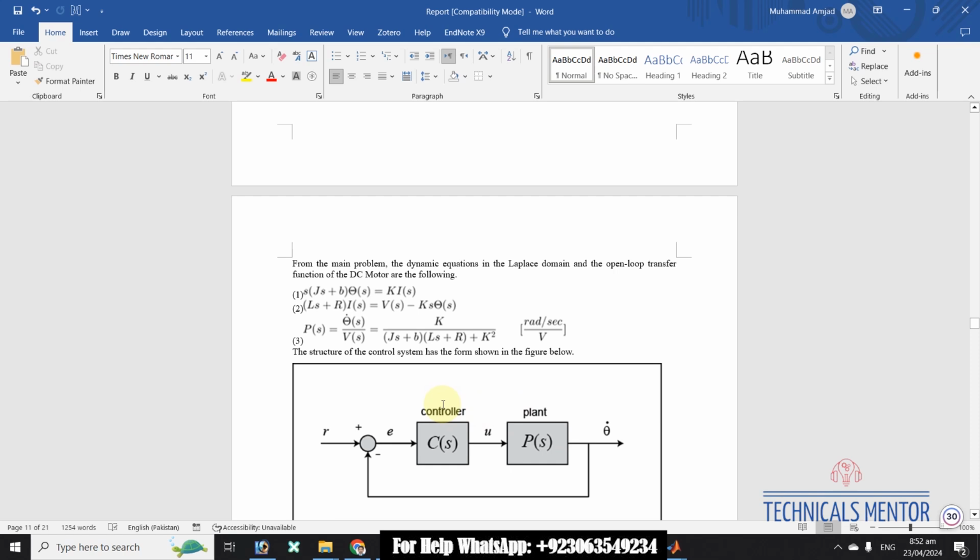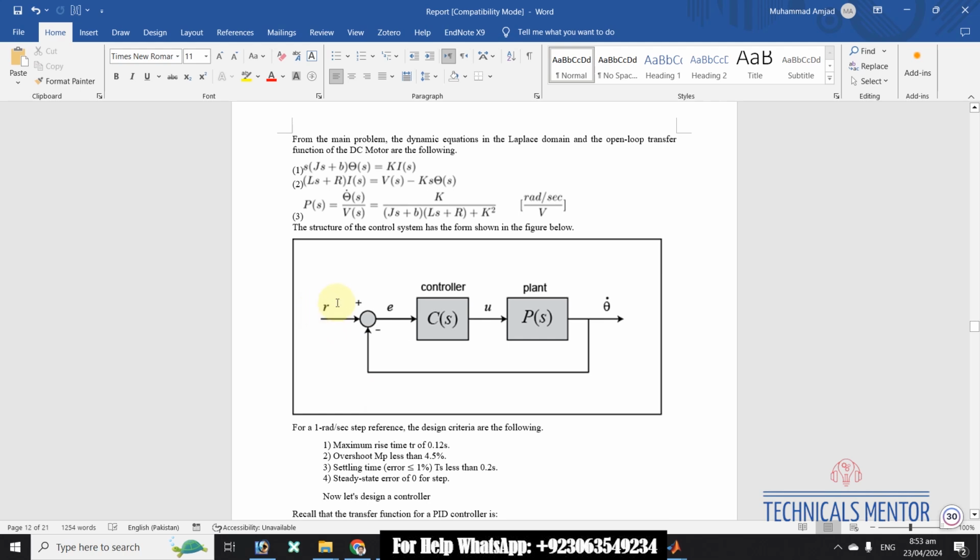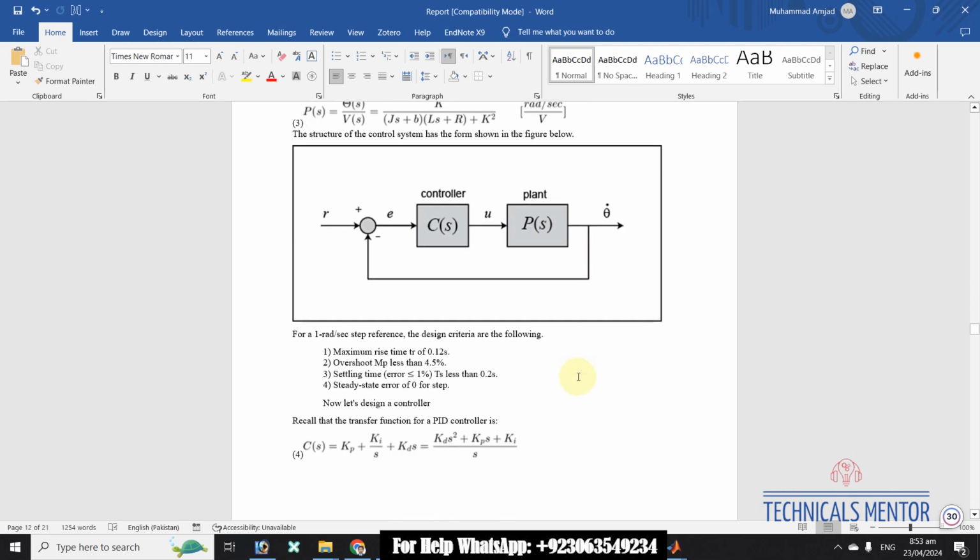The structure of the control system has the form shown in the figure below. This is the sum, addition and subtraction, from which we get E, and then we will use a controller, we get output, then we will make a plant block, then we will get speed.